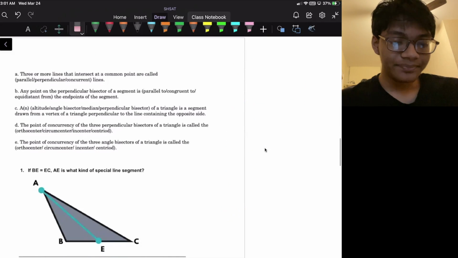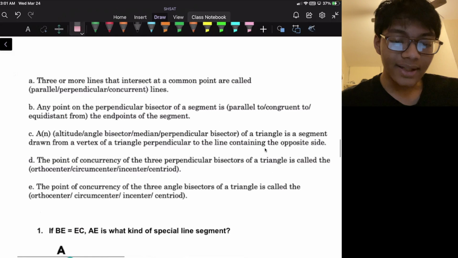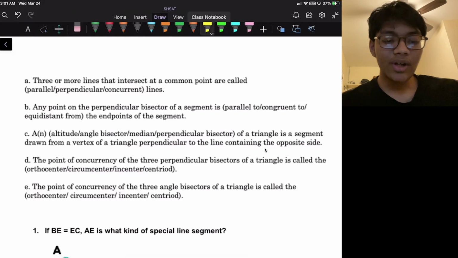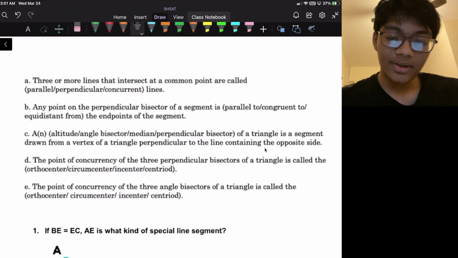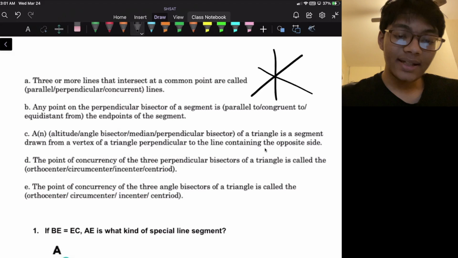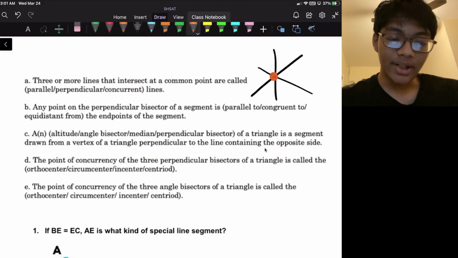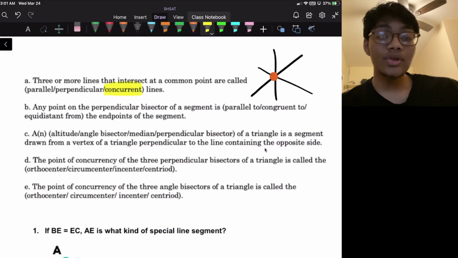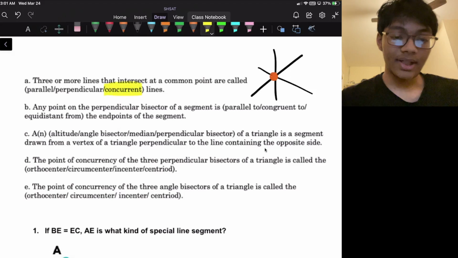Let's keep going. Three or more lines that intersect at a common point are called... So if you have three or more lines, let's draw it out. Here's one line, here's another line, here's a third line, and they intersect at a common point. So that's called concurrent. Those three lines are concurrent, okay?